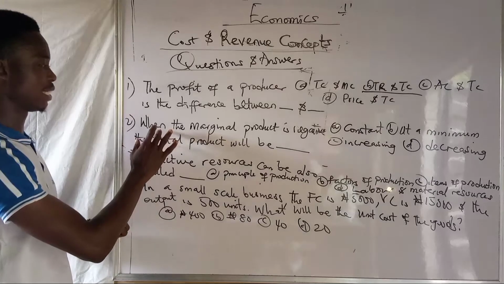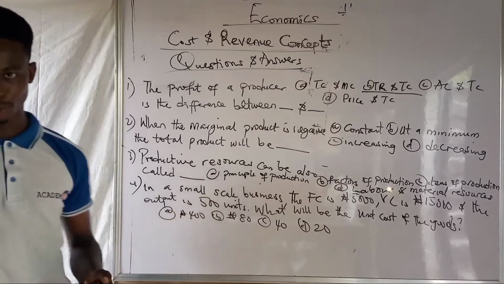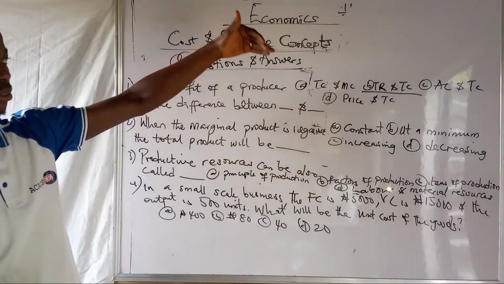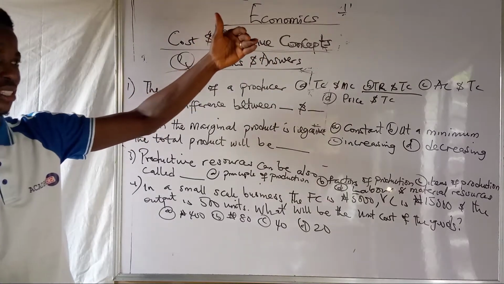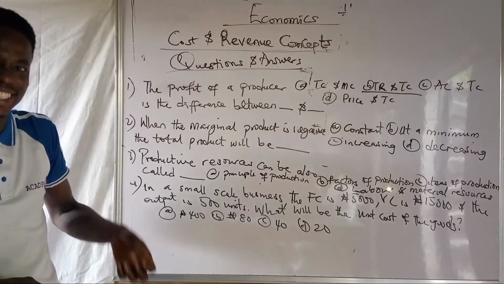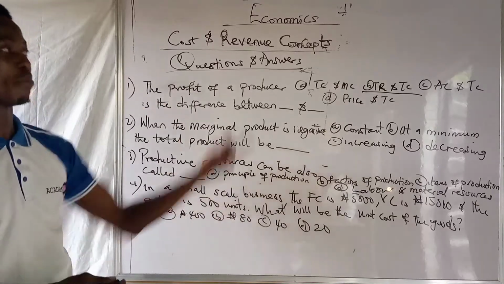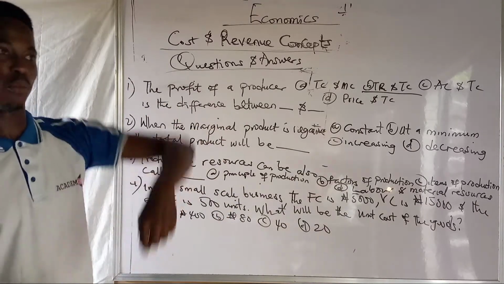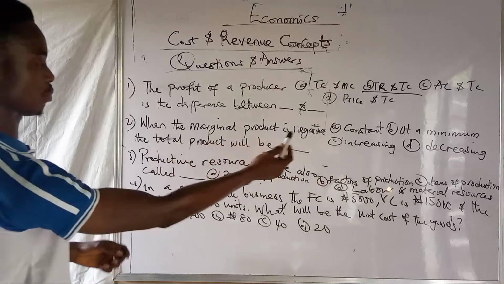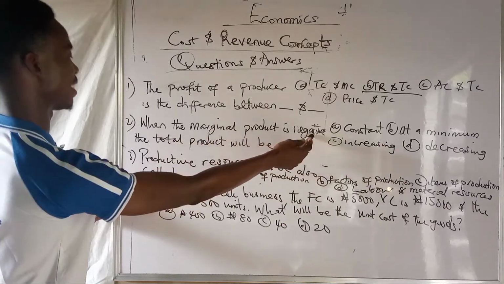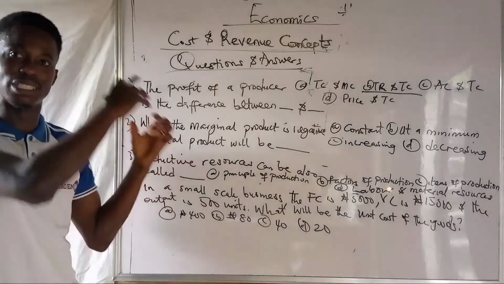So the second one says, when the marginal product is negative. Remember the example I gave during the course of discussion. It was increasing, but it got to a point where it decreased. At that point, the total cost was still increasing, but the marginal cost was increasing as it was decreasing. But it got to a point that it had to even decrease totally. So if you look at the options given, when the marginal product is negative, the total product will be dash.